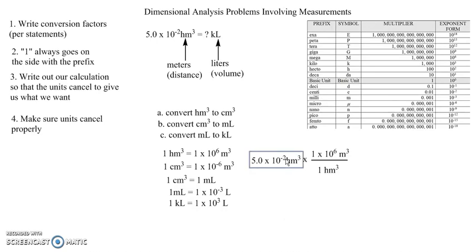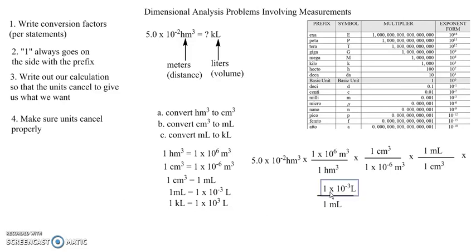So 5.02 times 10 to the negative 2 hectometers cubed times 1 times 10 to the 6th meters cubed over 1 hectometer cubed, from my first per statement. Using my second one, I write 1 centimeter cubed over 1 times 10 to the negative 6 meters cubed. Then I go to my third one and write 1 milliliter over 1 centimeter cubed. Then I go to my fourth one and write 1 times 10 to the negative 3rd liters over 1 milliliter. And finally, I use my last one and write 1 kiloliter over 1 times 10 to the 3rd liters. Finally, I plug this all into my calculator and get 5.02 times 10 to the 4th kiloliters.